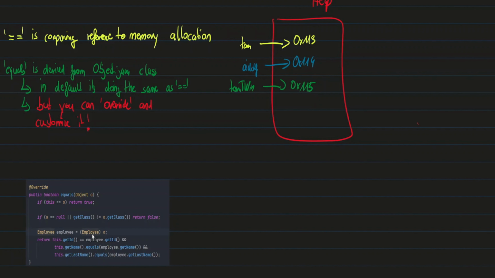However, as you can see here, we changed our equals method. So we override it. Every object is derived from the object.java class. And this object.java class has an equals method. So if you don't specify it, if you don't override it, you will use the default one, which is the same as the equals sign. But if you override it, you can determine what you want to have it compared. So here we compared it then with the ID, with the name, and with the last name. And this led to the result that Tom dot equals Tom twin is true.